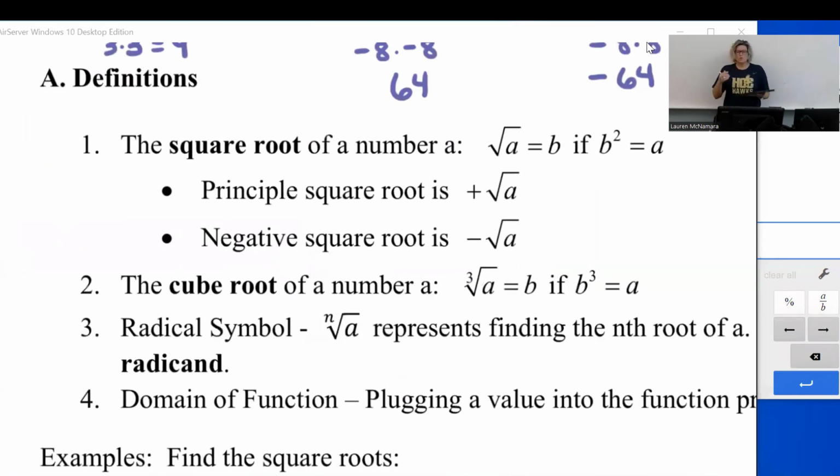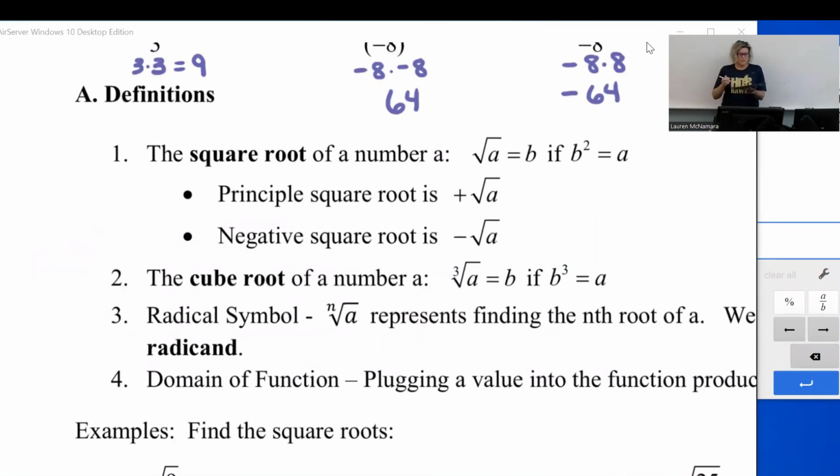Let's talk about square roots. If we see a radical like we have right here in this example, I have that radical with my a underneath it. So I have the square root of a is equal to b if b squared is equal to a. In other words, the square root of 25 is equal to 5, because 5 squared is equal to 25.